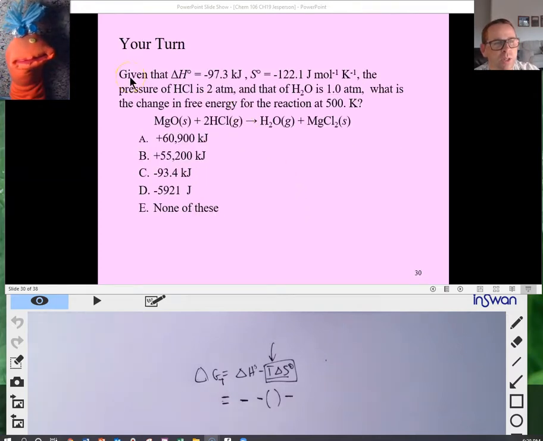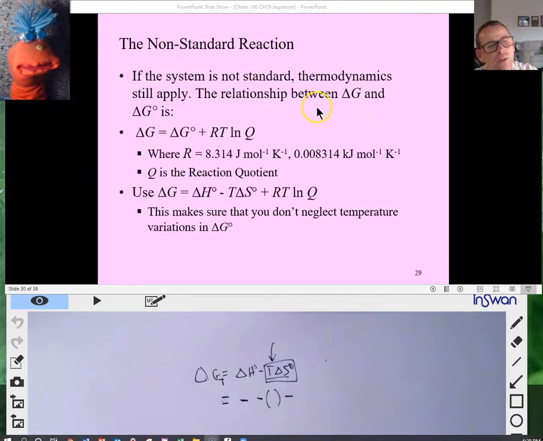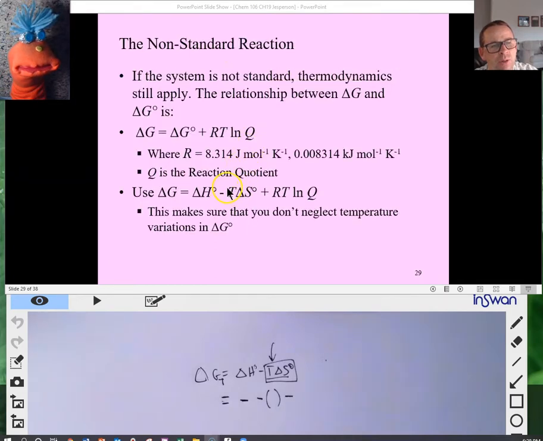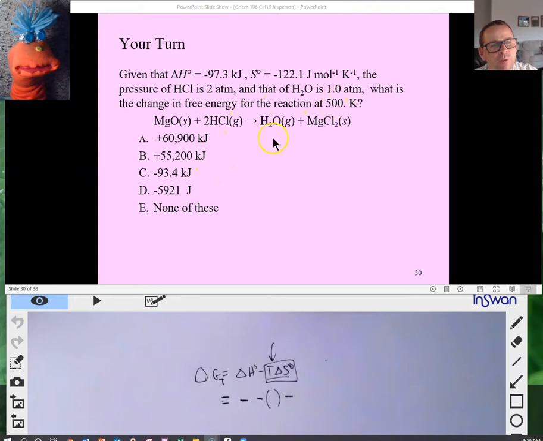So let's look at this one and go through it together. Given that delta H is this value, S is that value, the pressure of HCl is 2 atmospheres, and that of the water is 1 atmosphere, what is the change in free energy for the reaction at 500 Kelvin? All right, well, we can put in our delta H naught, we can put in our delta S naught, we can put in our temperature, which is going to be 500 there.